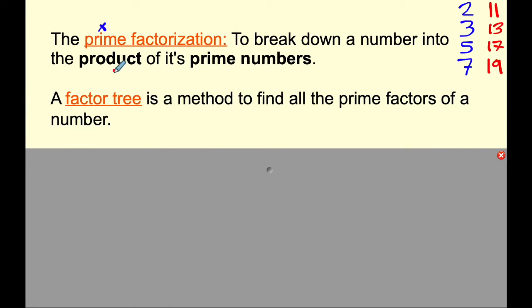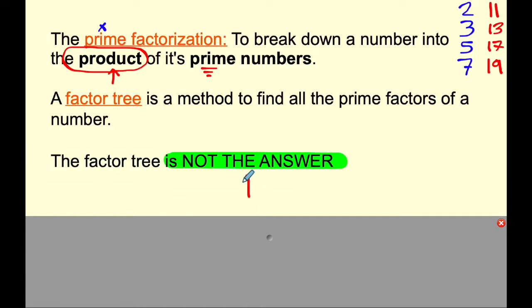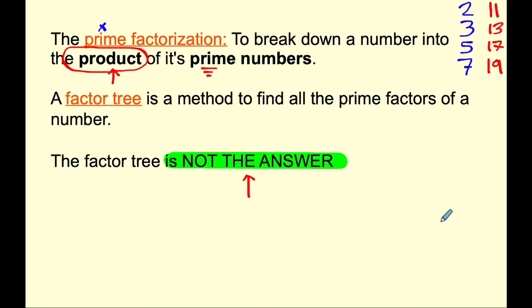In order to create a multiplication problem, and that's what the word product means, we are going to create a multiplication problem containing prime numbers. In order to do that, we're going to create a factor tree. You'll see what a factor tree looks like in just a second. That factor tree is going to help us get our answer. But this is really important. We have to remember that the factor tree itself is not the answer. It's simply a tool that we're going to use to create the answer, okay? So the factor tree is not the answer. The factor tree is a tool, not the answer.